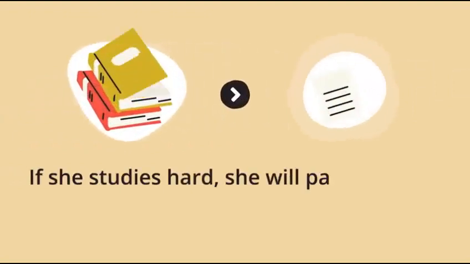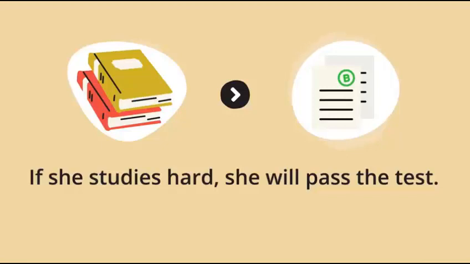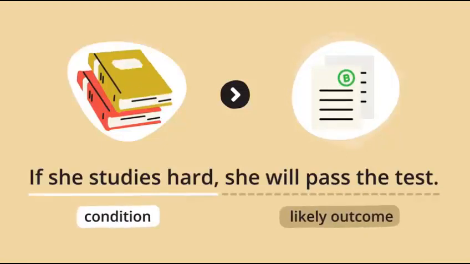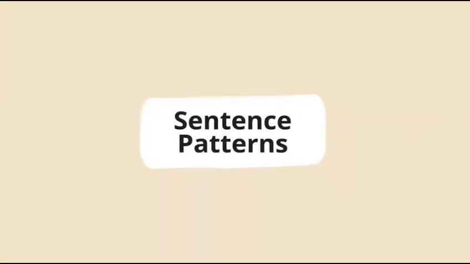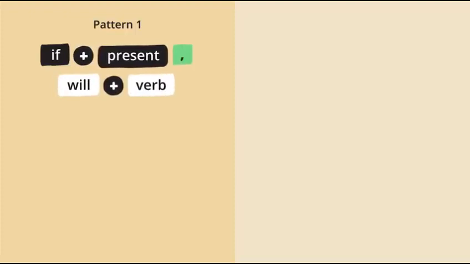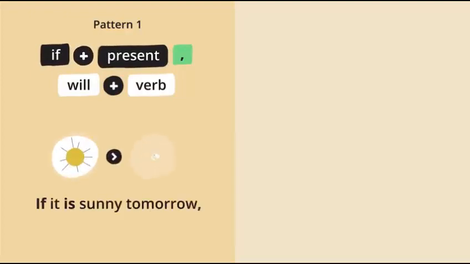For example, if she studies hard, she will pass the test. If the condition of studying hard is met, it is likely that the outcome will be passing the test. The most common first conditional pattern is if plus present, will plus verb. Note that we use a comma after the if clause. For example, if it is sunny tomorrow, we will go to the beach.